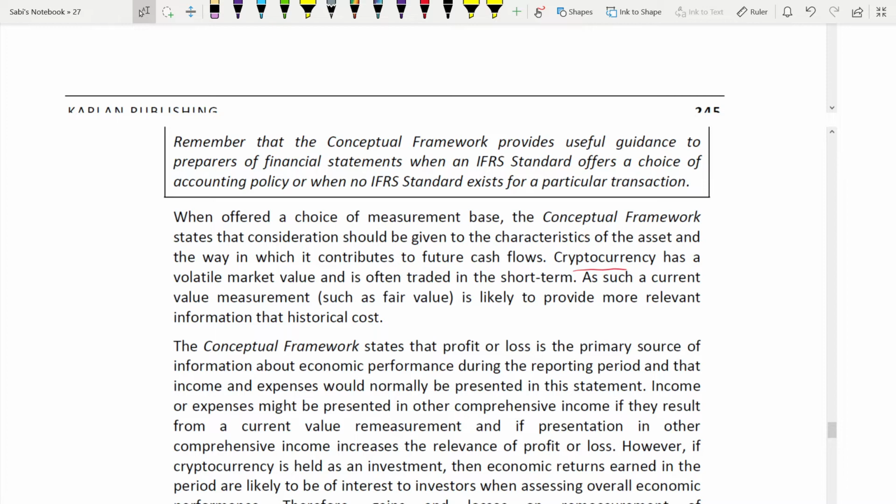Okay. So when offered a choice of measurement base, the conceptual framework states that consideration should be given to the characteristics of the asset. When you have that choice, it's not that whatever you wish, okay, I like this more than that, so I will choose. No, no, no. You have to see the characteristics of the asset and the way in which it contributes to future cash flow. So cryptocurrency has a volatile market value. Market value is so volatile that it keeps changing, and it is often traded in the short term also. So as such, a current value measurement such as fair value is likely to provide more relevant information than historical cost. Now we are justifying this here. Fair value will be more relevant here than historical cost according to the conceptual framework also.